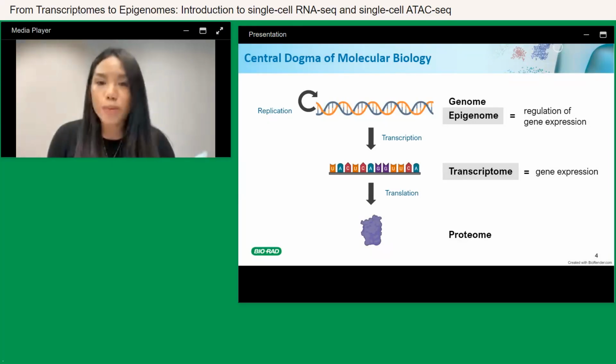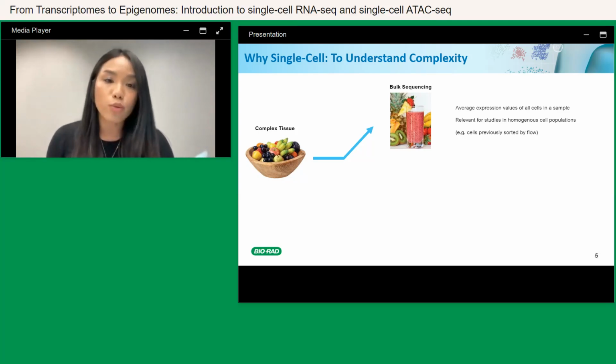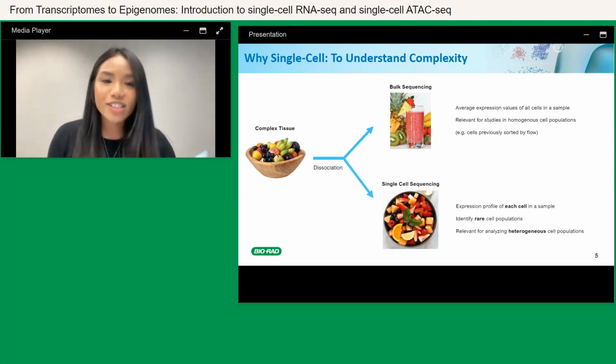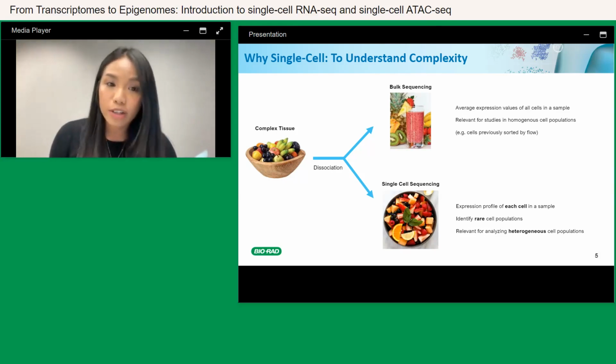Traditional methods of these omic studies were done in bulk, where the information that you're getting is an average expression value of all the cells in the sample. Now, this is not a problem if there is only one cell type in the entire sample, but because biology is so complex, that is rarely the case. Enter single-cell sequencing, where information is generated from individual cells within the sample. This allows researchers to not only characterize various cell types in a heterogeneous population, but also helps researchers identify rare cell populations or even discover new cell types.